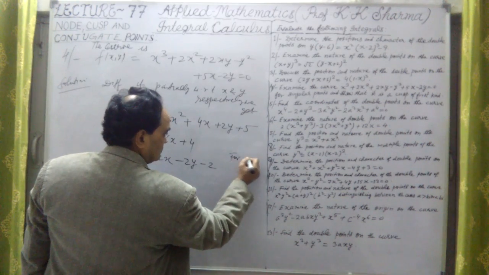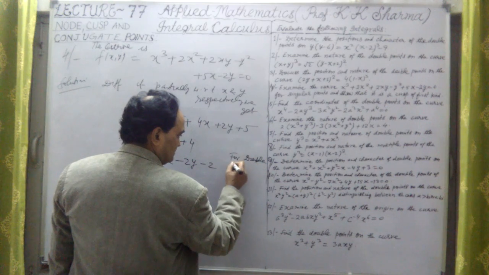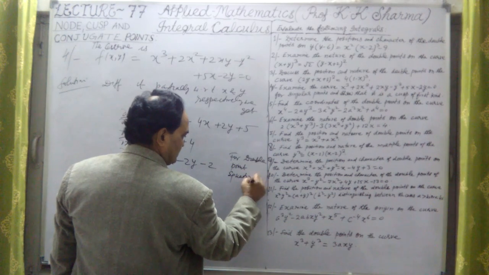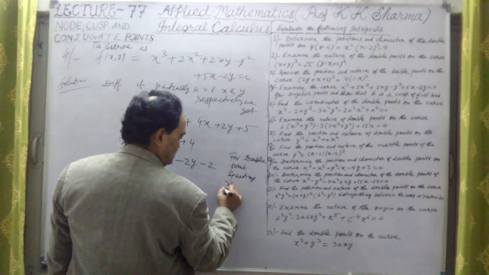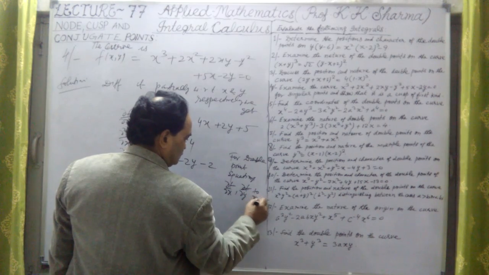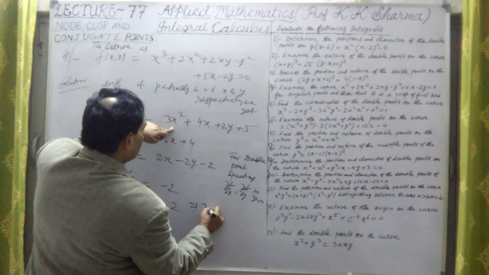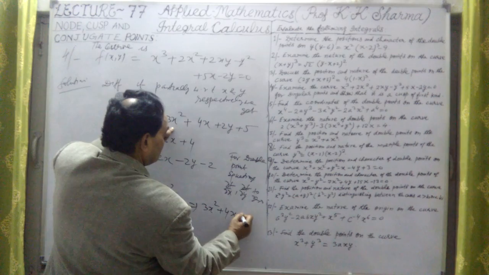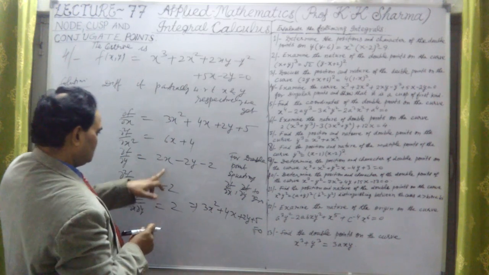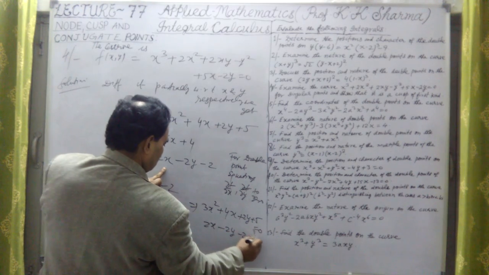For finding the double points, equating del f del y and del f del x to 0. So we get this implies that 3x square plus 4x plus 2y plus 5 equal to 0. And the second one, twice x minus twice y minus 2 equal to 0.